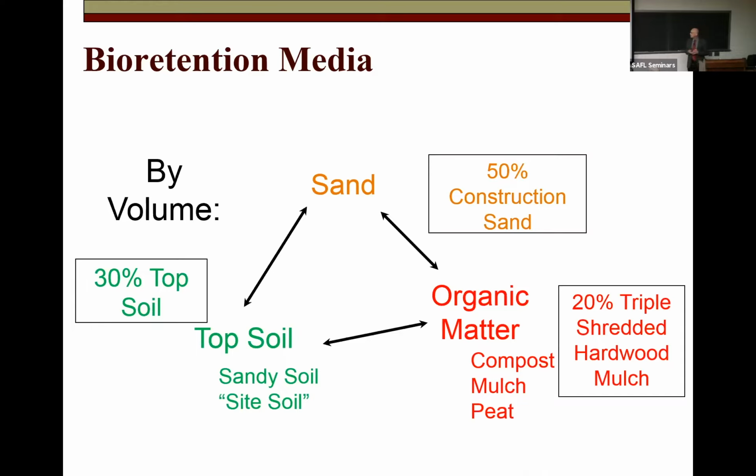The 50% construction sand, 30% topsoil, and our organic component is a triple shredded hardwood mulch, and these numbers are by volume, so by weight, they're going to be different than that. So this is what we've been working with recently. Previous to this, locally, there were a lot of different recipes, and that becomes important as you talk about pollutant removal, and especially talking about phosphorus removal.